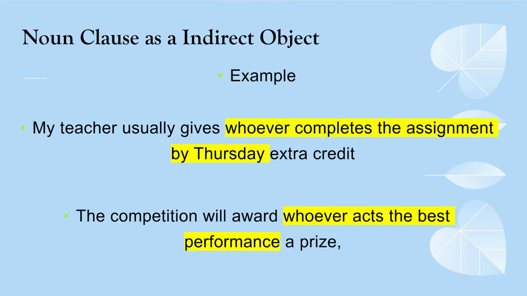Number 3, the noun clause as an indirect object. Example, my teacher usually gives whoever completes the assignment by Thursday extra credit. The competition will award whoever acts the best performance a prize. The noun clauses in these sentences are whoever completes the assignment by Thursday and whoever acts the best performance.